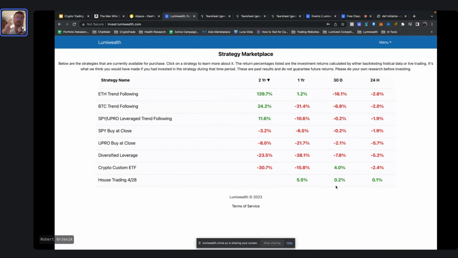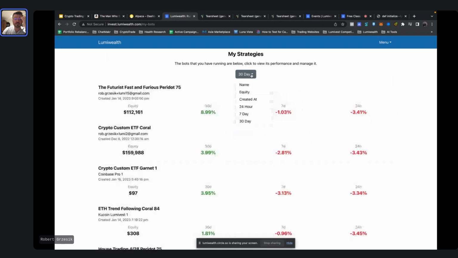It makes it very easy to control them and turn them on and off and that sort of thing. You can see that some of these algorithms here over the past 2 years have made quite a bit of money. This Ethereum one, for example, is up 140% in the past 2 years. I could show you my strategies in here that are running. If we sort this, right? So here we have... I'll sort by equity.